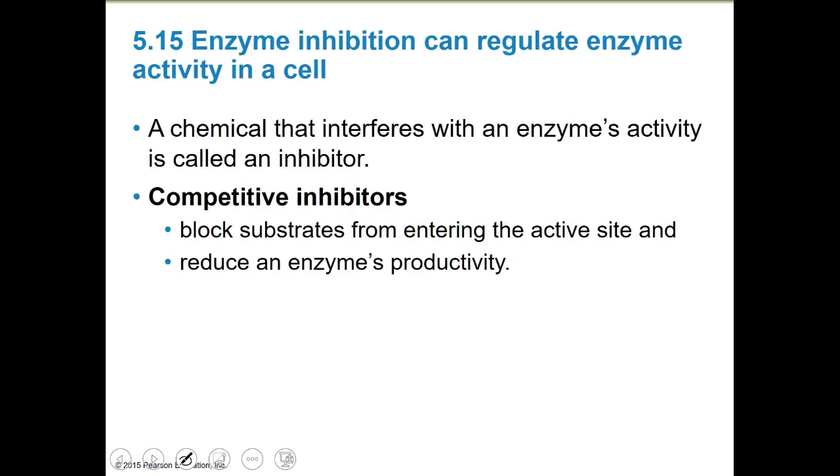A chemical that interferes with an enzyme's activity is called an inhibitor and inhibits it from working. So a competitive inhibitor would block the substrate from entering the active site. Right? Let's see if I have a picture real quick. I don't. We'll go back to it. But think about that little sucrase. I'm going to draw my best doodle here.